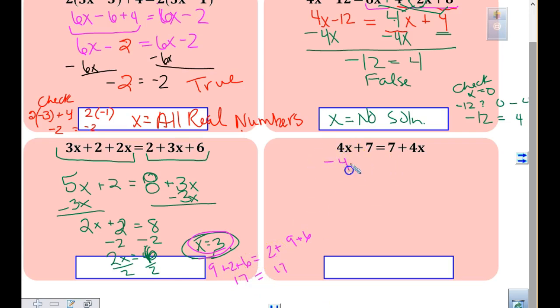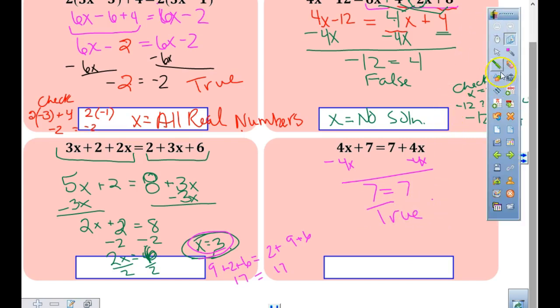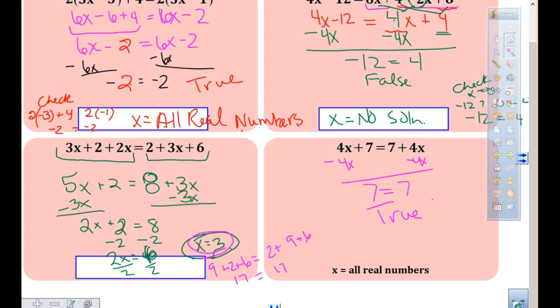If we were solving this last one, we're going to subtract 4x from both sides. 7 equals 7. This is a true statement. And so if we are looking at our solution, we are going to say x is equal to all real numbers. And if you did the check on that, you keep finding that all your answers are going to keep working as we take a look at that.